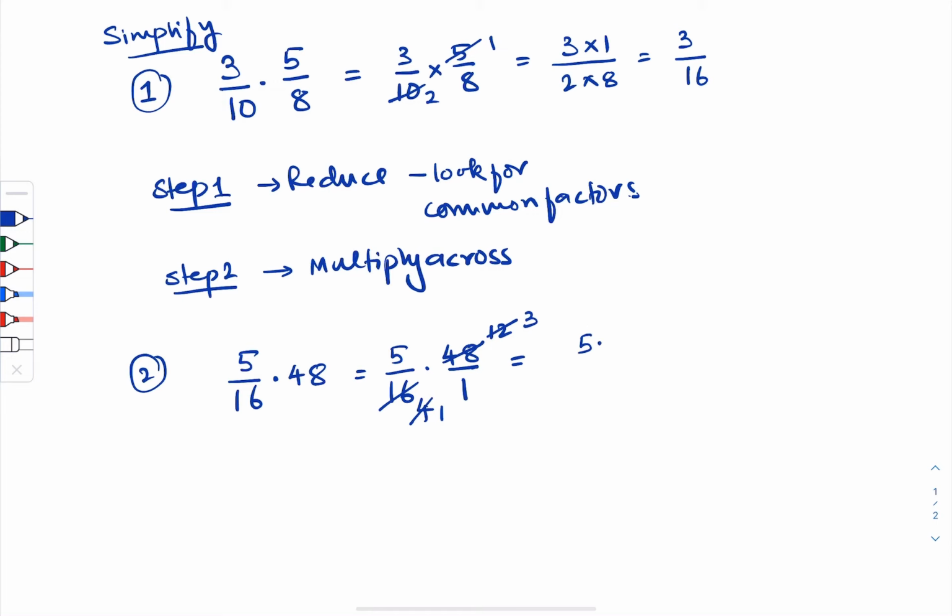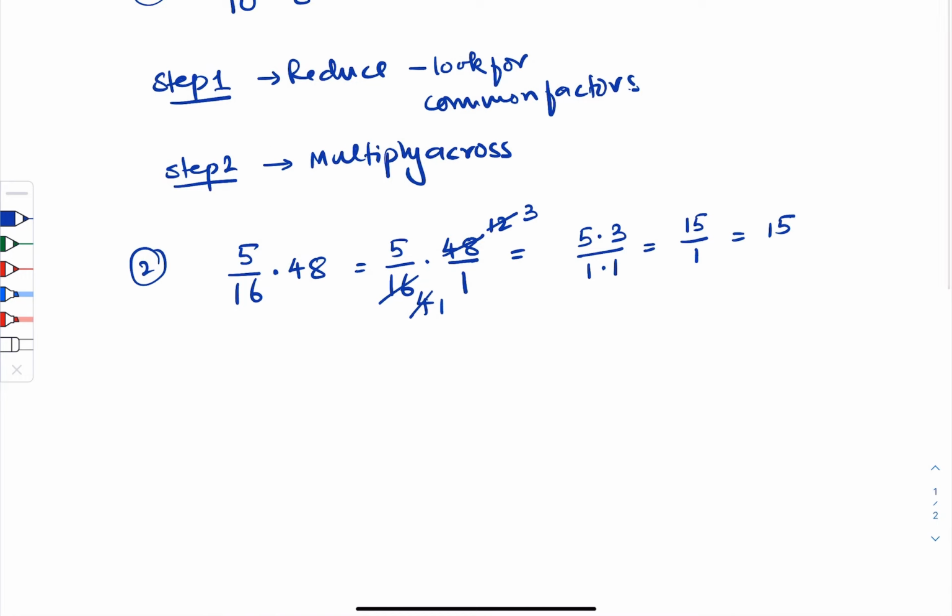That leaves me with 5 times 3 on top and 1 times 1 below. If I simplify that further, I get 15 over 1, and I can rewrite that as 15 because I don't need to write the 1 as a denominator. So that's how you do the second type of problem. As you can see, we're always applying step 1 reduce and step 2 multiply across. Okay, let's take a look at the third type of problem. In the third type of problem, 3 over 4 divided by 3 over 8.